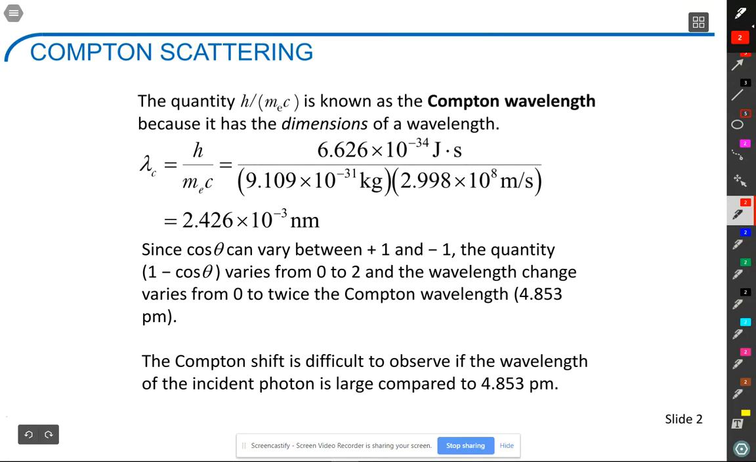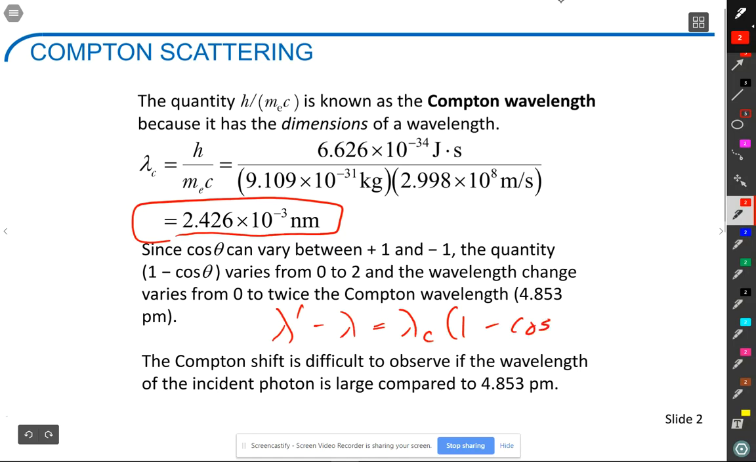Okay, so here's the calculation of that Compton wavelength, as we call it. To make life easy, we don't want to do h over the mass of an electron times the speed of light every time. And so we can rewrite the equation as lambda prime, the scattered wavelength, minus the original wavelength is the Compton wavelength times 1 minus cosine of theta. And once again, what is theta?